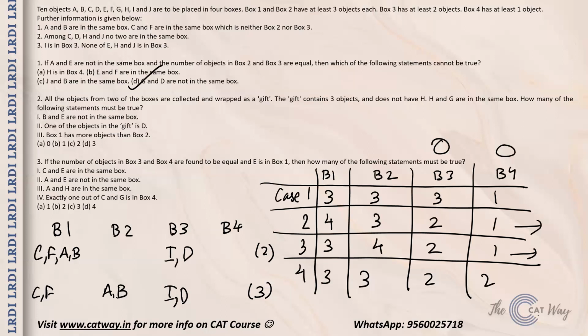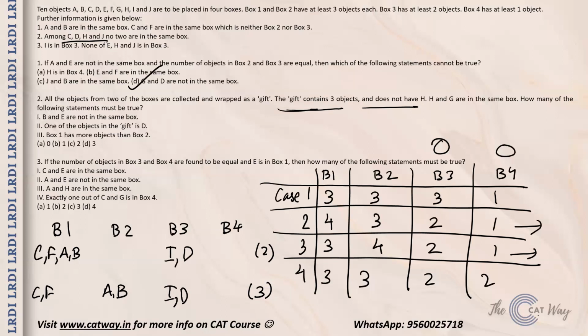In the other case, they will be in box number 2. Okay. One more piece of information has been given: the gift box contains 3 objects and does not have H, right? Now, what you know is that C, D, H, and J had to go in different boxes. C is definitely going into box 1. D is definitely going into box 3. H cannot go into box 3 and H is not in the gift.